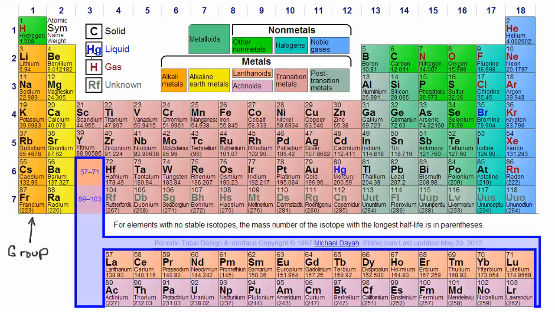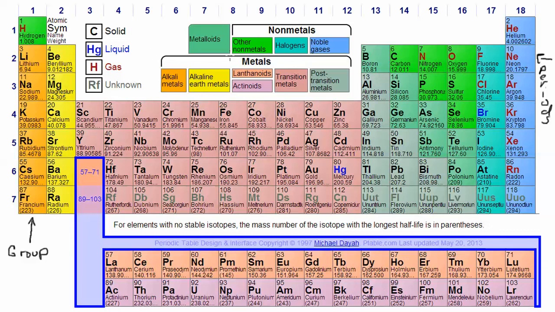But the rows share a name. The name of the rows is where the name of the table comes from, because the rows are called periods. So these rows that go right and left, those are periods. It shares the name with the table, the periodic table. So if I ever talk about group 2, that means these elements right here. And if I ever say the third period, well, then I'm talking about these elements here in this third period.